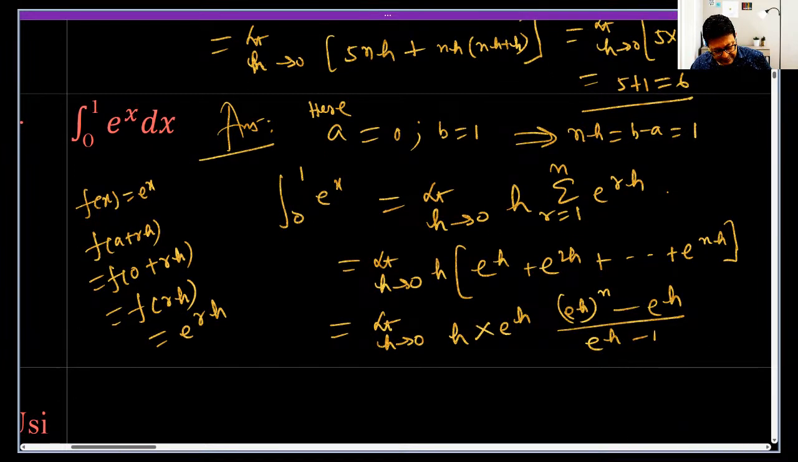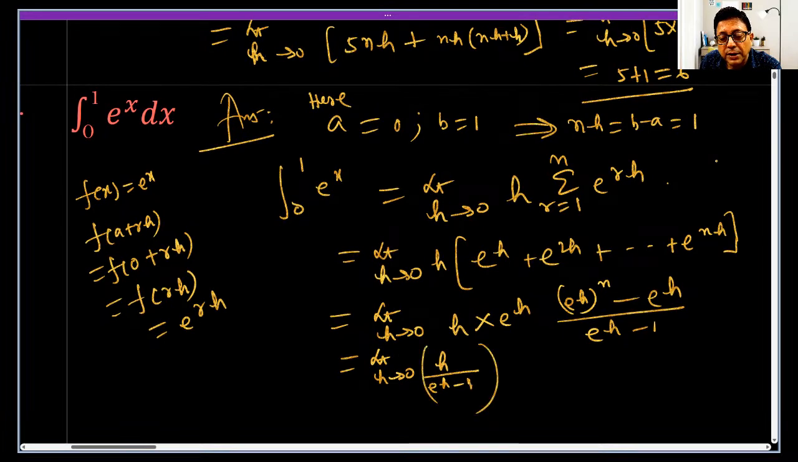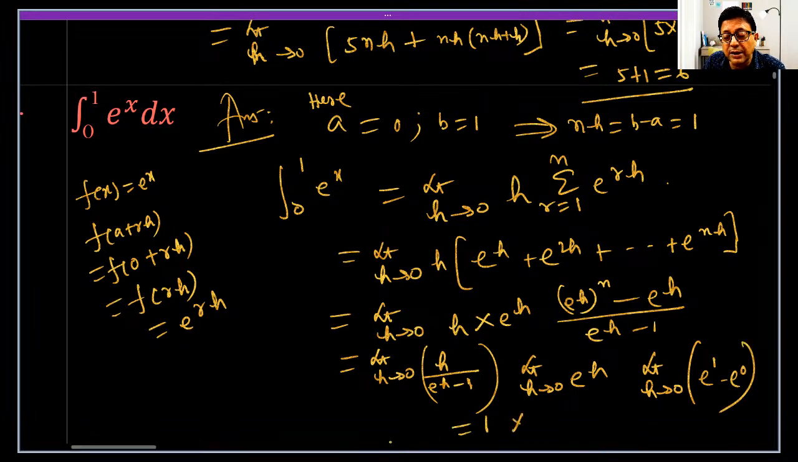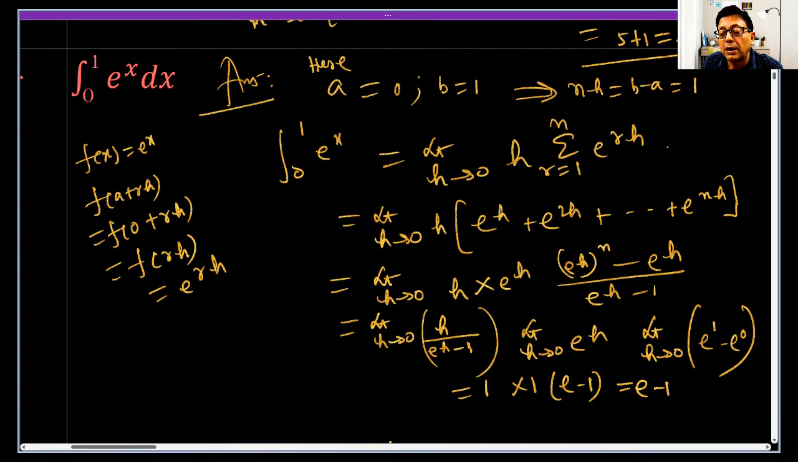Then what will be your next step? Your next step will be just to use the fact that nh equals 1 and the standard limit. This one is the standard limit. e to the power h, e to the power nh is there, you write. This is, you know, one standard limit equal to 1, then it's coming e minus 1. Answer is e minus 1.